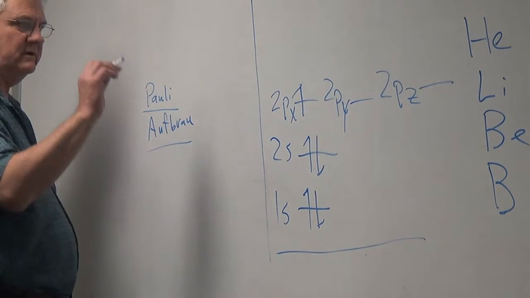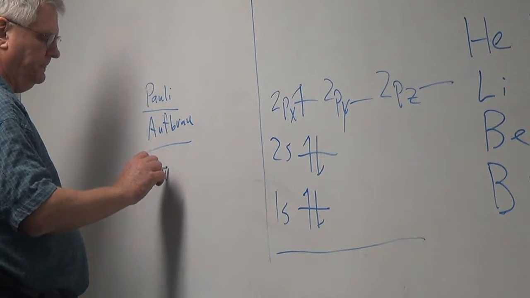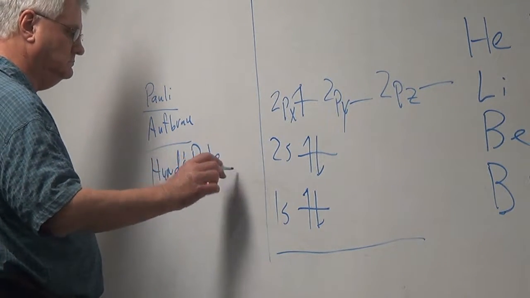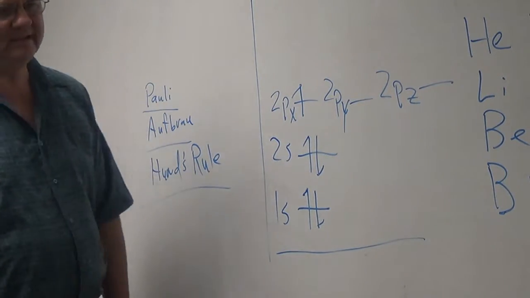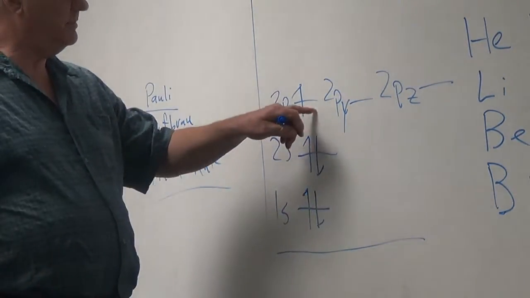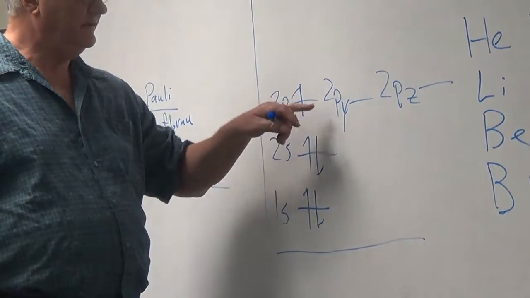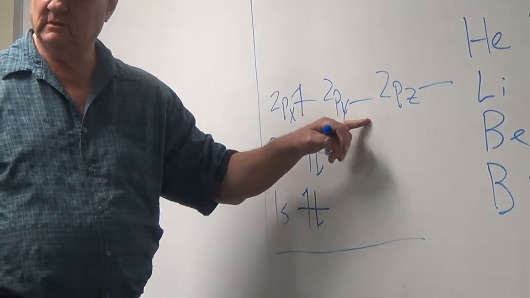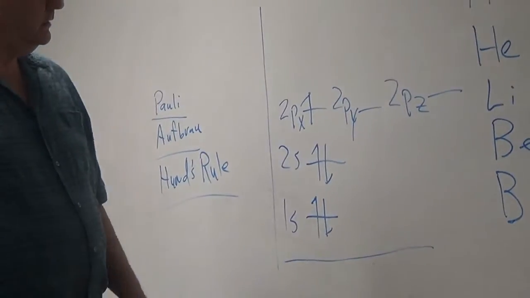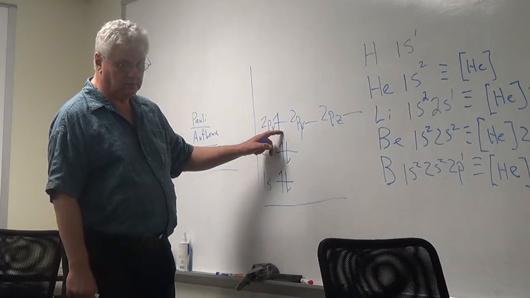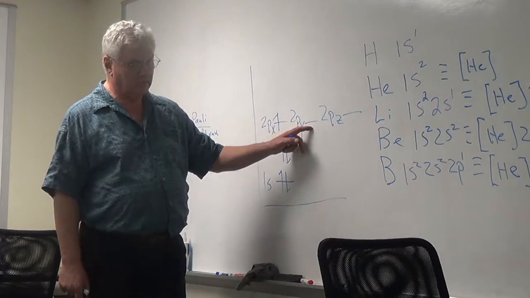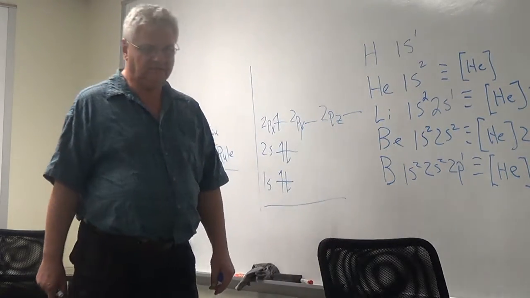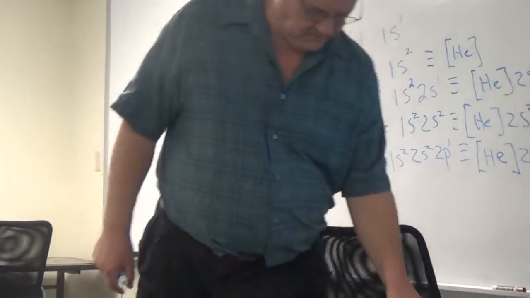Another rule involving electron configuration is Hund's rule. This is Hund, not Hunt, so don't blame me. Hund's rule has to do with when you have orbitals of equal energy, like here. Chemists refer to these as degenerate orbitals because they have the same energy. Well, you don't pair electrons in an orbital if there's another orbital available that doesn't have an electron yet. You spread them out. And we'll see that with the next example.